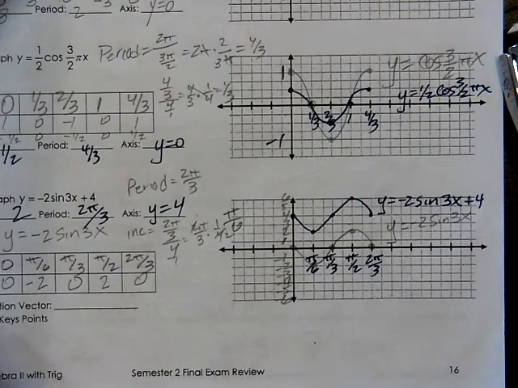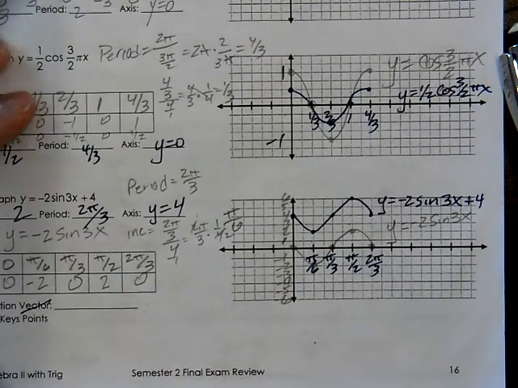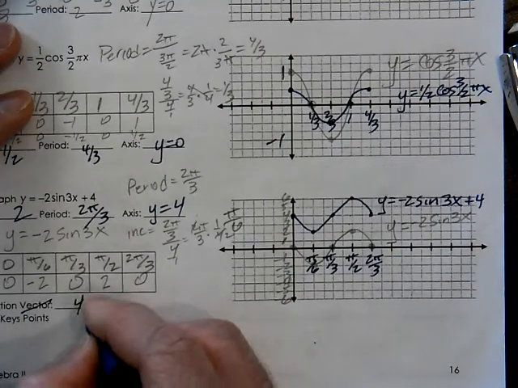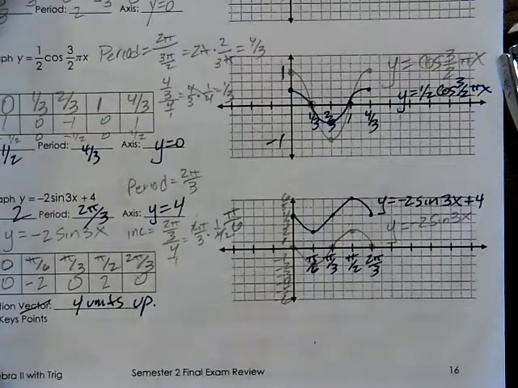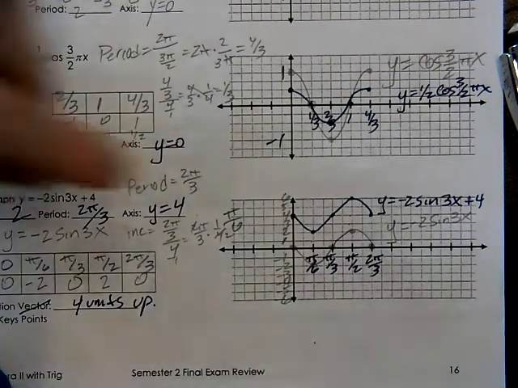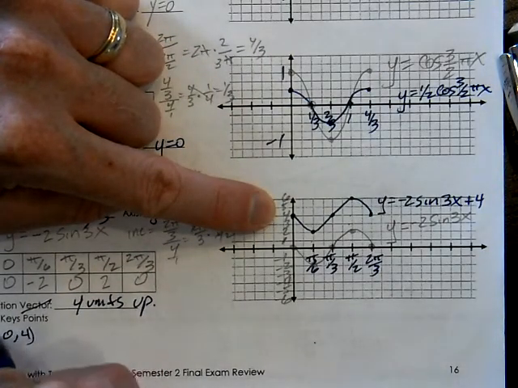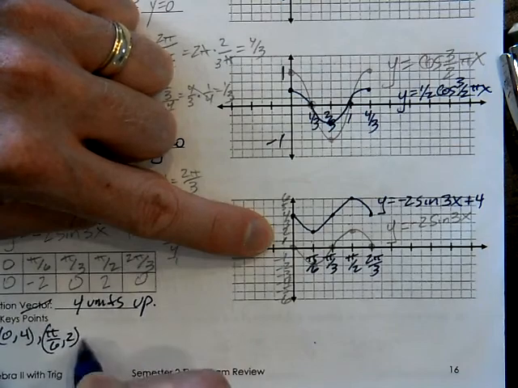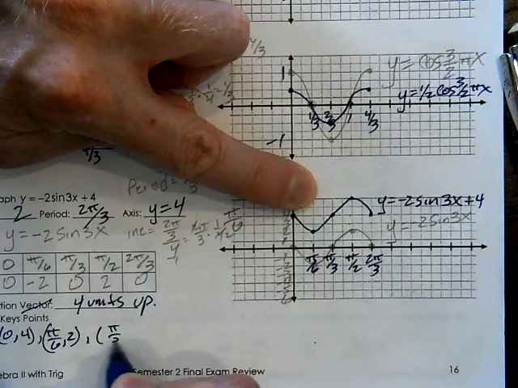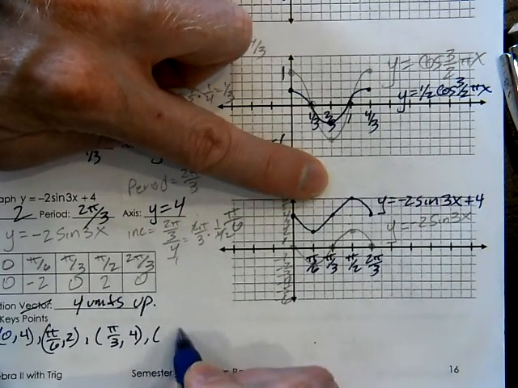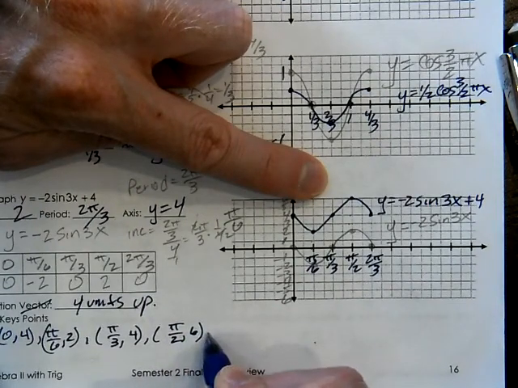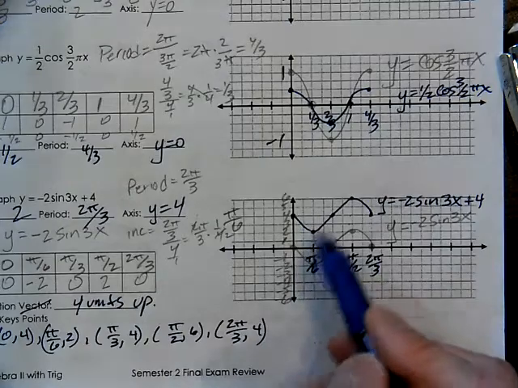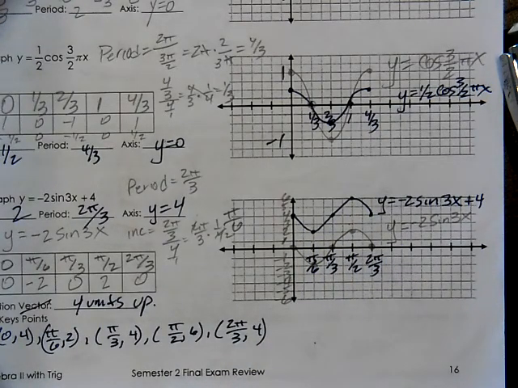Alright, this uses the word translation vector. We're not, vector is the wrong term here. We're just going to call this the translation. And we are 4 units up. And if we wanted to talk about key points, we could say that we have a point at 0, 4. We have a point at pi over 6, 2. Pi over 3, 4. Pi over 2, 6. And 2 pi over 3, 4. Those would be the critical points that we have labeled throughout the entire graph. Good job, everybody.